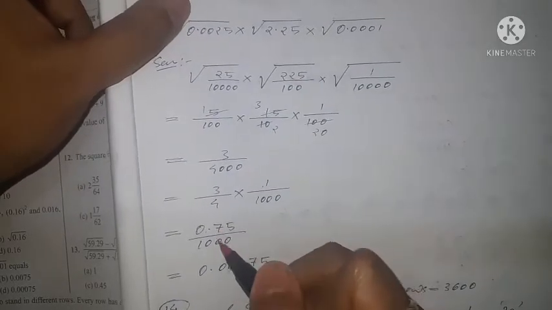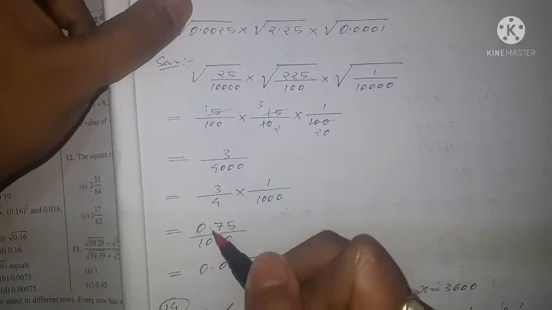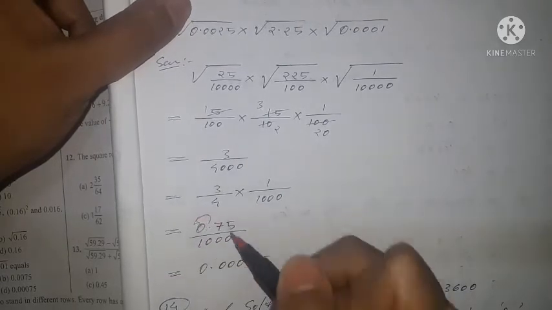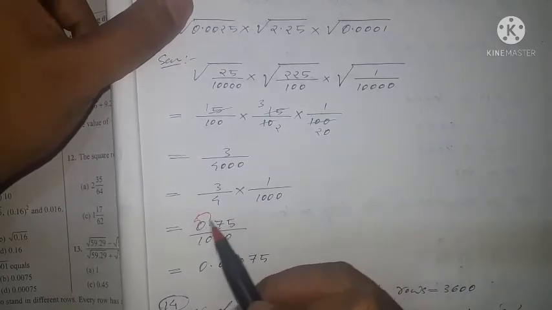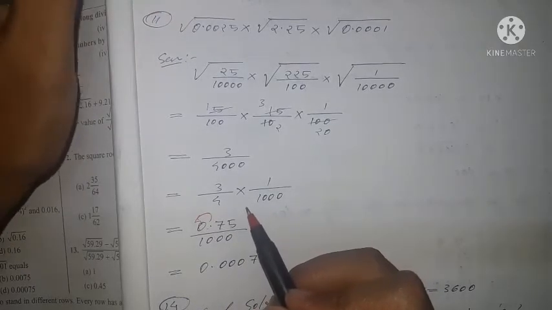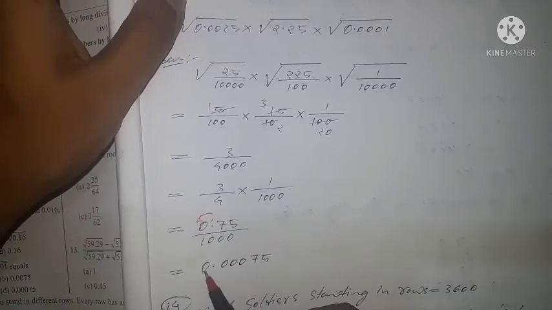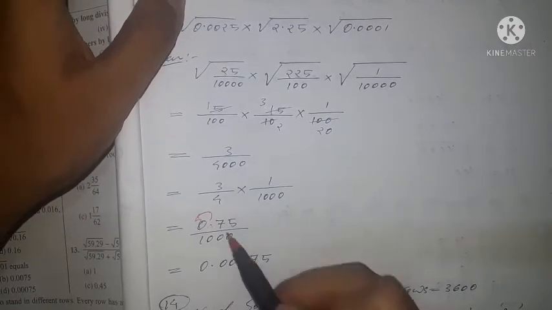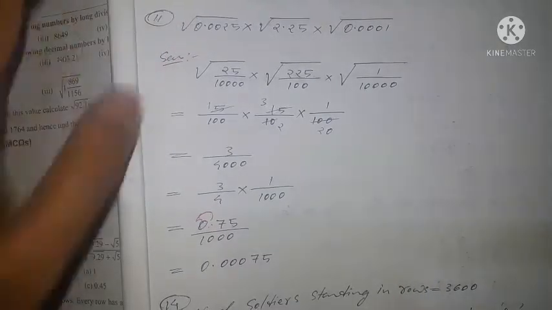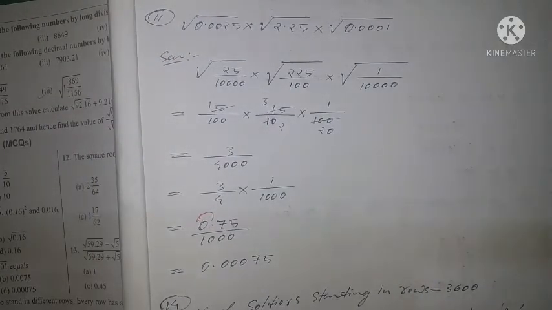So that means if we divide 0.75 by 1000, the decimal shifts 3 places to the left hand side. So therefore it will shift 3 places, and 0.00075 will be the answer as it shifts 3 decimal places to the left hand side. So next is question number 12.